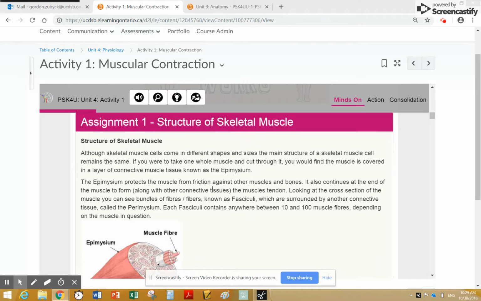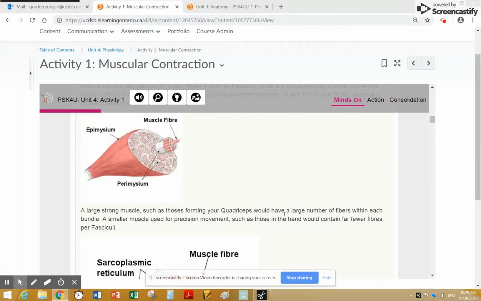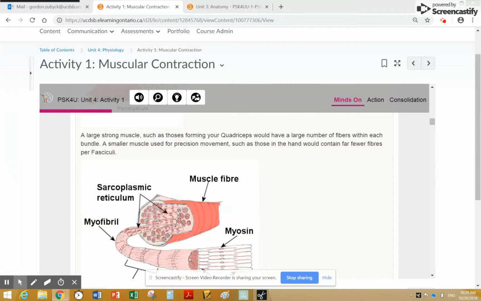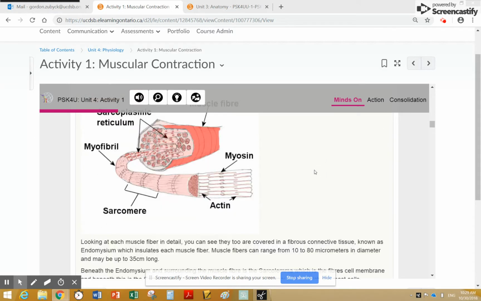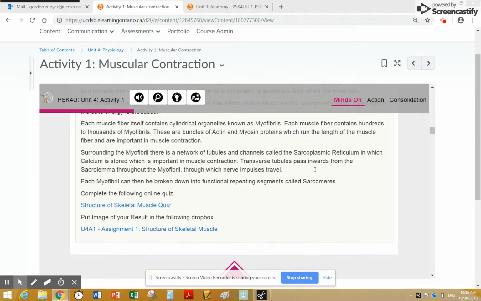The structure of the skeletal muscle, something we'll take a look at here. So we have our muscle, and then the muscle is broken down into some smaller pieces, and then those smaller pieces are broken down even further. So it's important to make sure you have a good idea of the muscle itself and all the different little components that go together to make up the larger muscle and to be able to perform the work that it does. Here you're basically going to complete the skeletal muscle quiz at the end of this, and then submit that to the Dropbox.